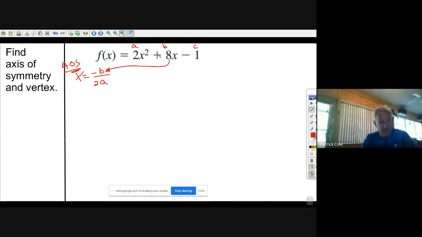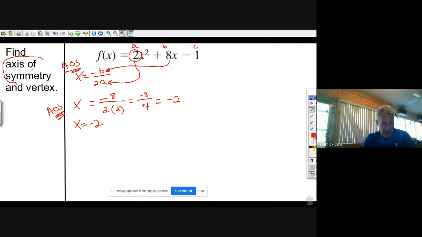Do not forget the negative. And if there's a negative here, you've got to bring it down with it, all right? So you've got to be careful with that. Here's A. A is going to go right there. So I'm going to rewrite this. x equals -8 over 2 times A, which is 2. Now I'm just going to do the math. -8 over 2 times 2, which is 4. -8 over 4 is -2. That means my axis of symmetry is x equals -2. That's my axis of symmetry.